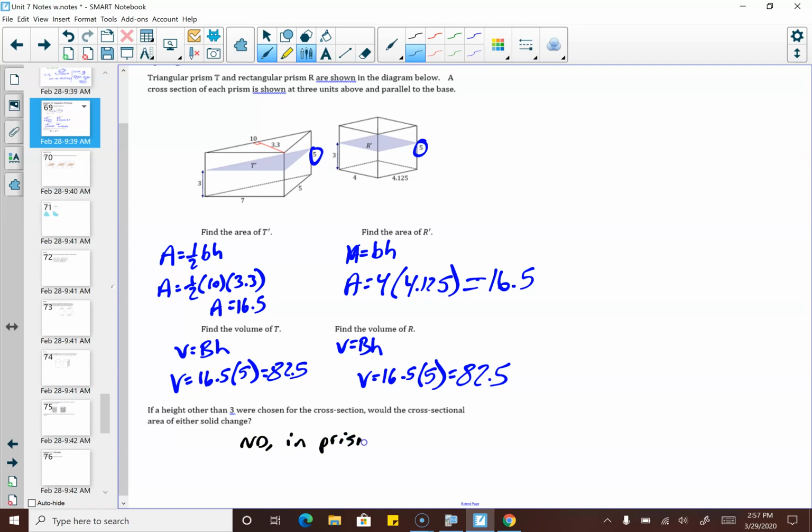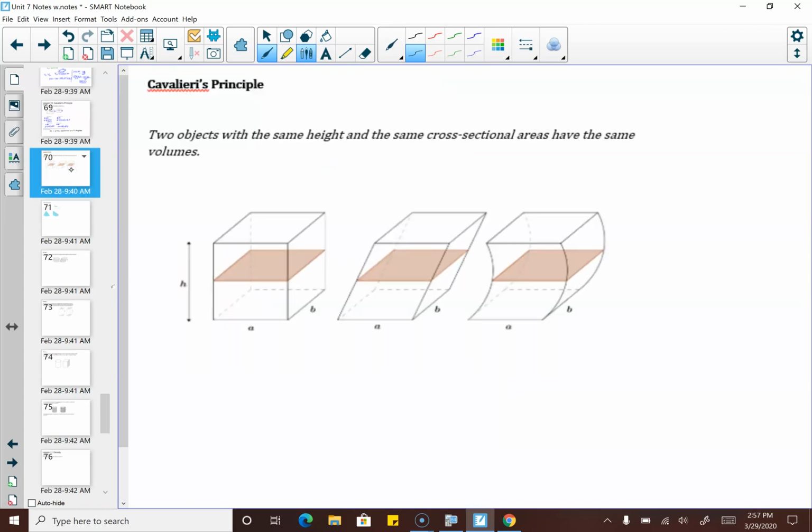In prisms, cross sections are congruent everywhere. It doesn't matter where that cross section is drawn in that prism, as long as it's parallel to the base, those are all going to be congruent. So here's what Cavalieri's principle actually states. Two objects with the same height and the same cross-sectional areas will have the same volumes.